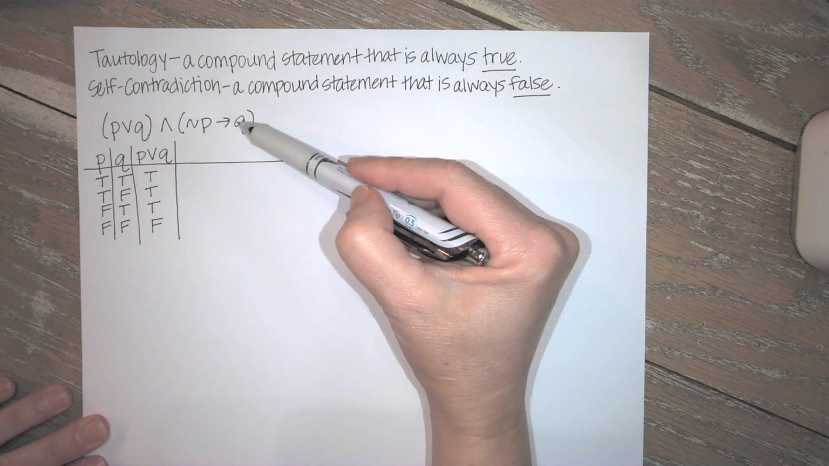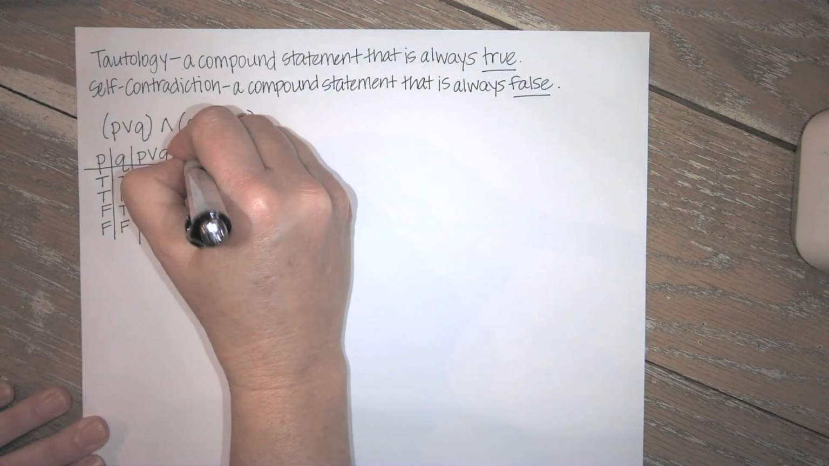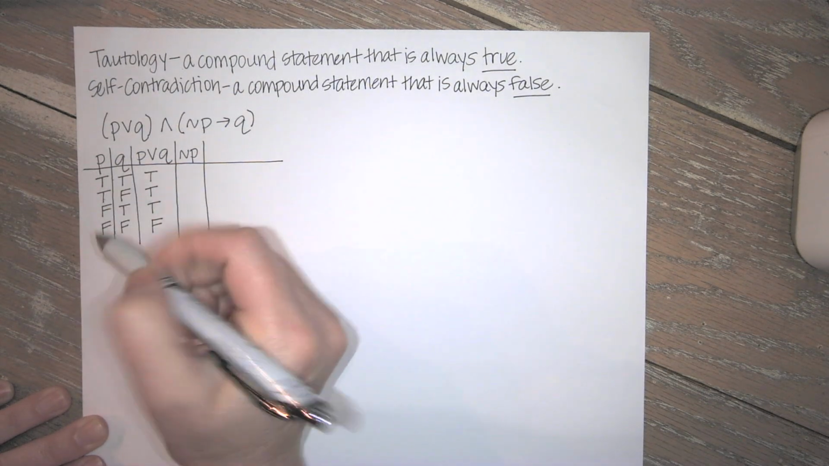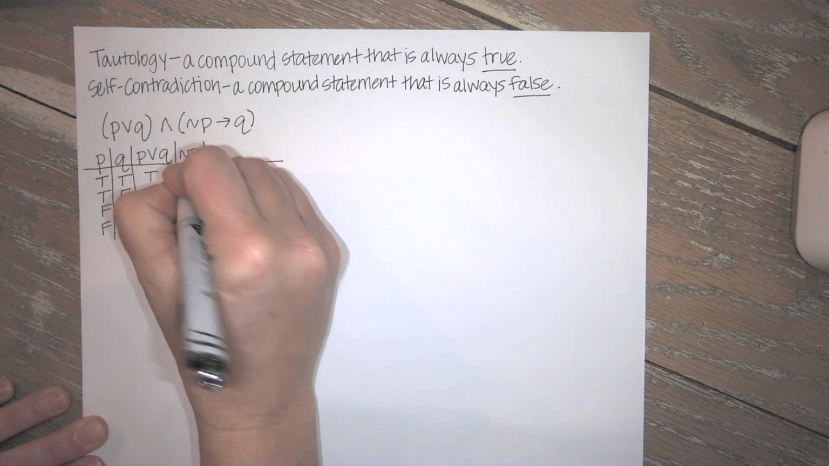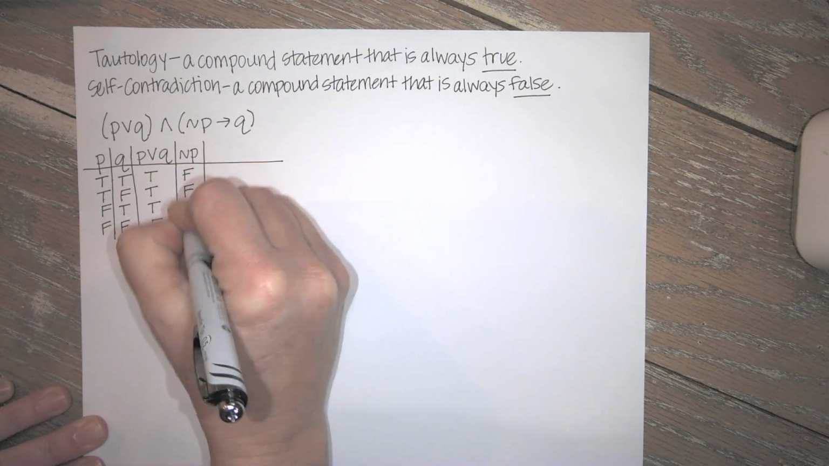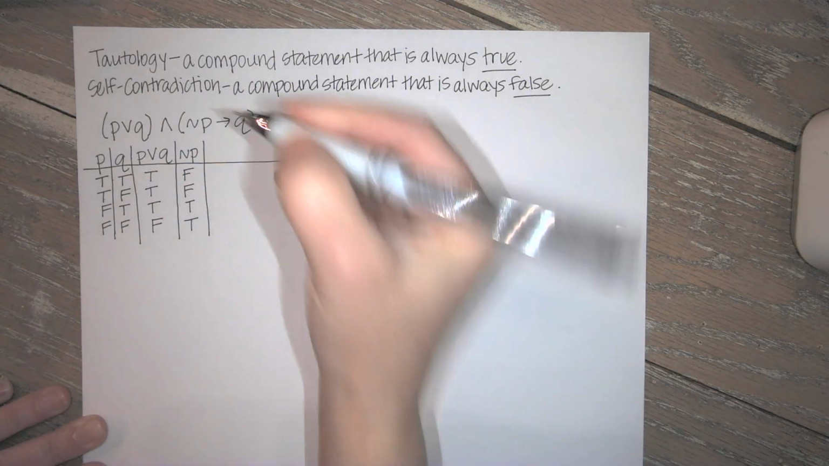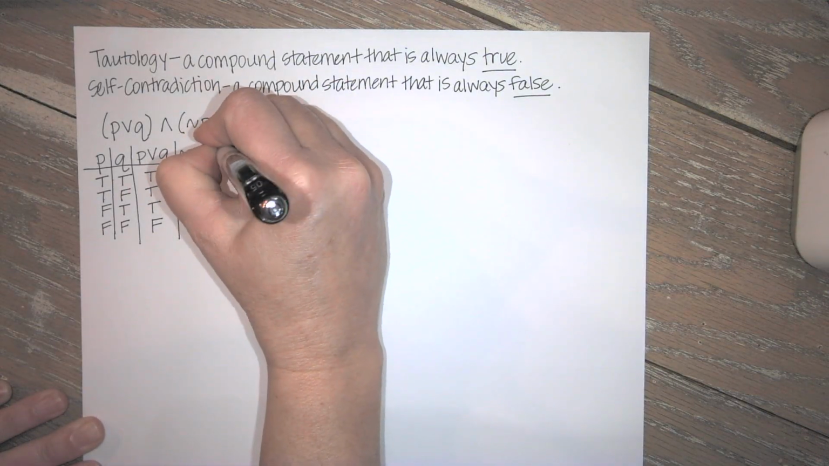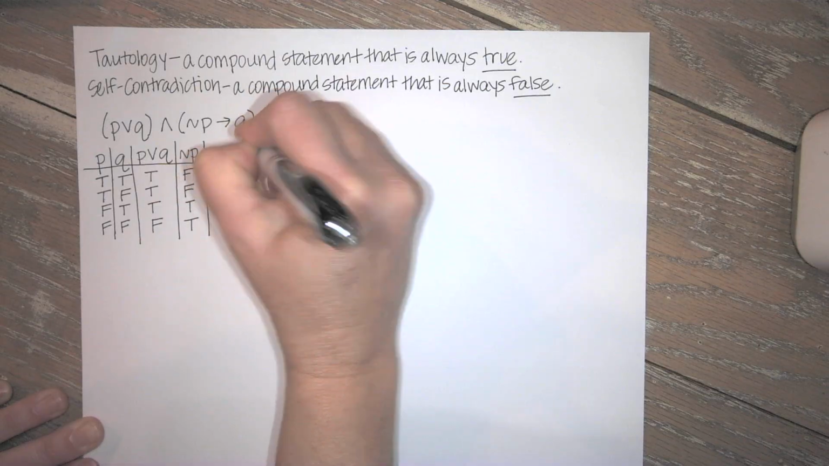Now I'm going to work on this. I need a not P column. So I will negate the P truth values for the not P column. And it will be false, false, true, true. Then I'm going to join that with a Q, a conditional statement. If not P, then Q.